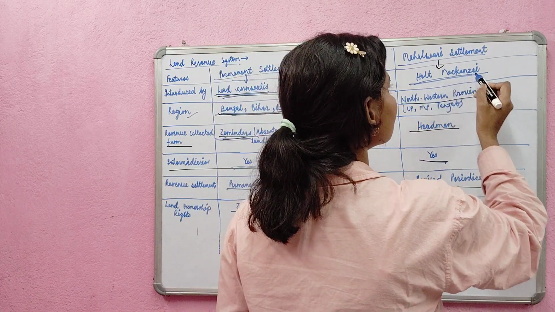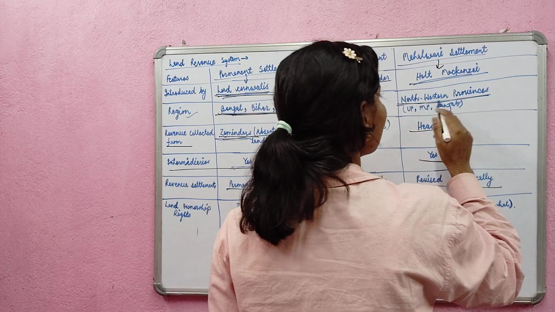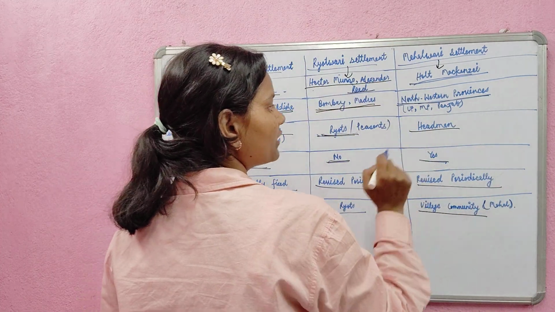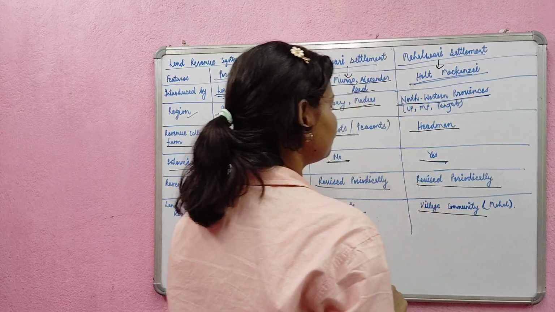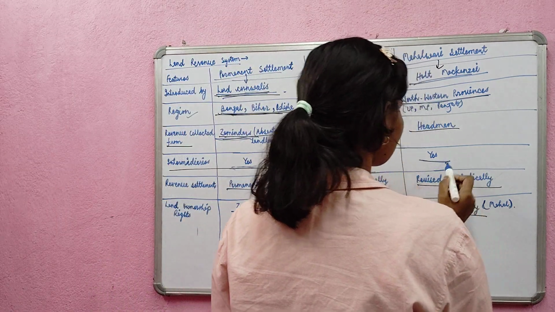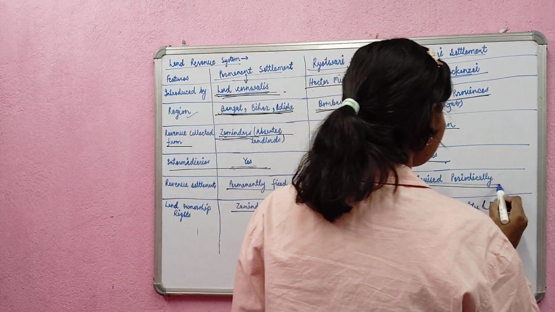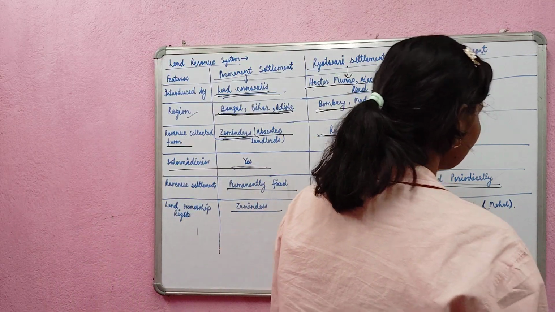The Mahalwari settlement was introduced by Holt Mackenzie. It was implemented in the region of the northwestern provinces, that is UP, MP and Punjab. The revenue was collected from the headman. Were there intermediaries? Yes. The revenue settlement was revised. The land ownership right was in the hand of the village community.